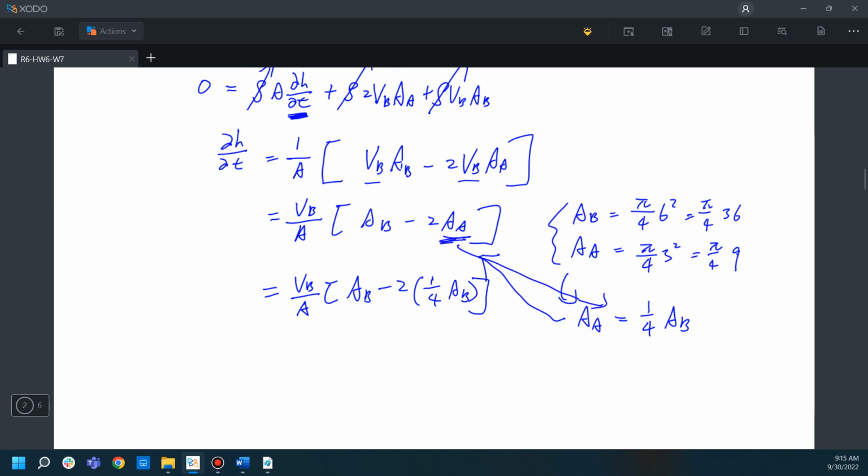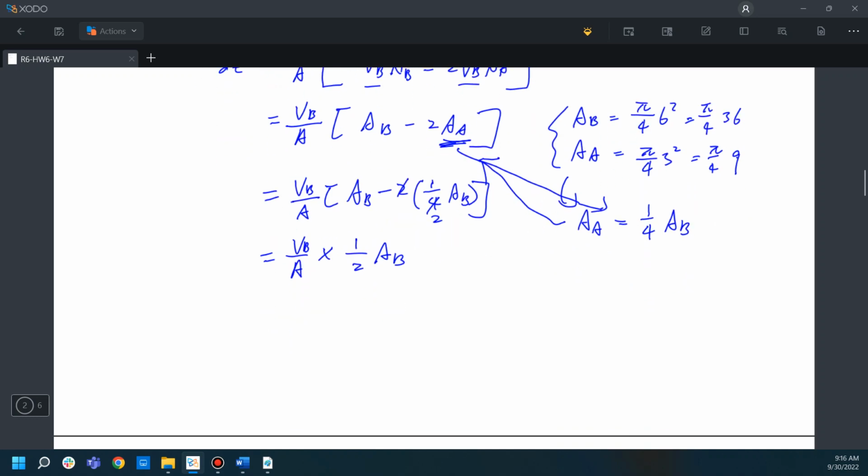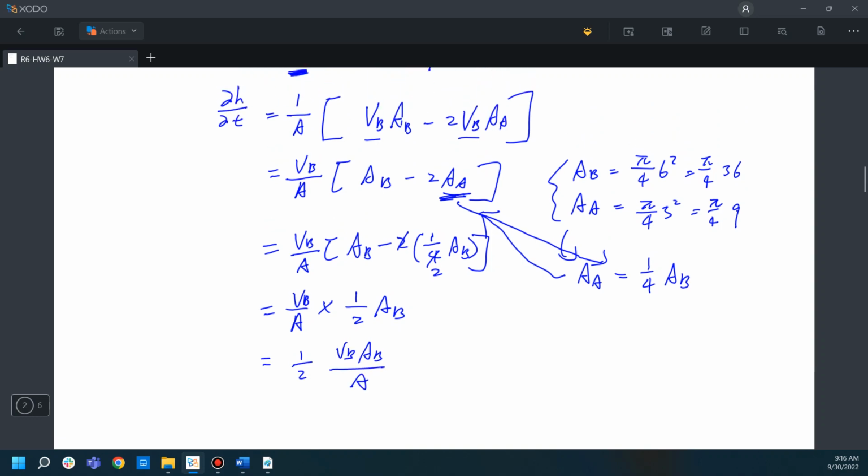Okay, so we denote this, and this becomes times 1/2 AB. So this becomes VB AB divided by A. And this is the partial H, partial T. So we have this final equation.